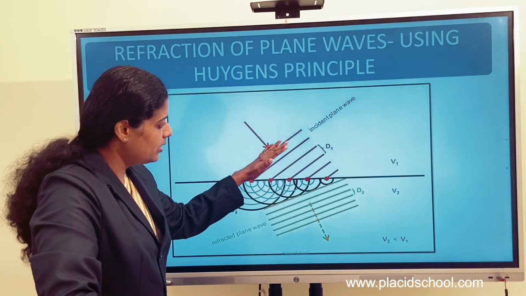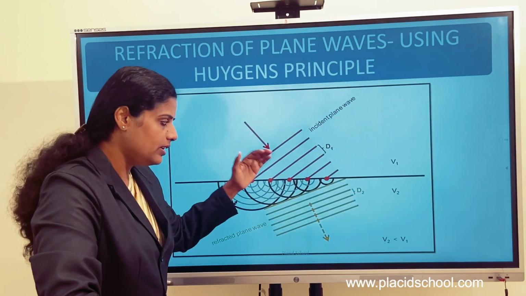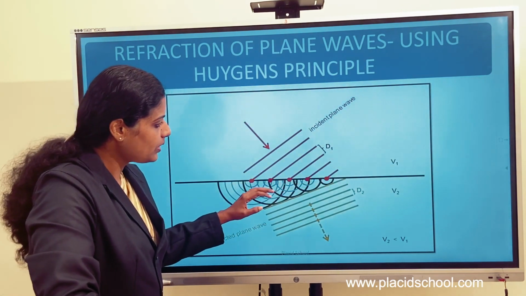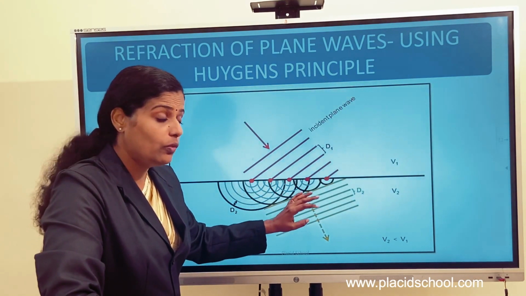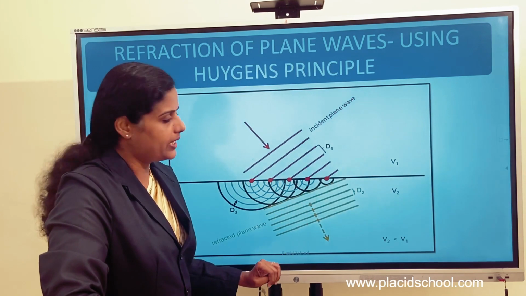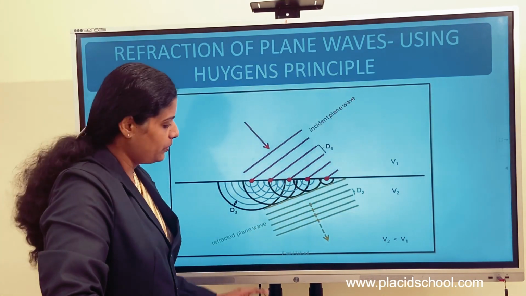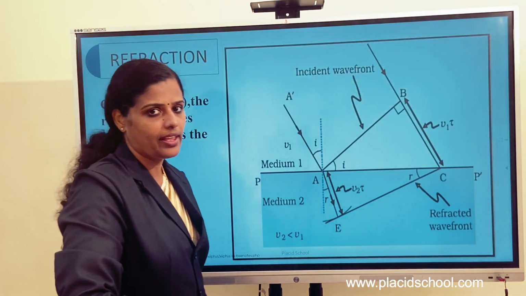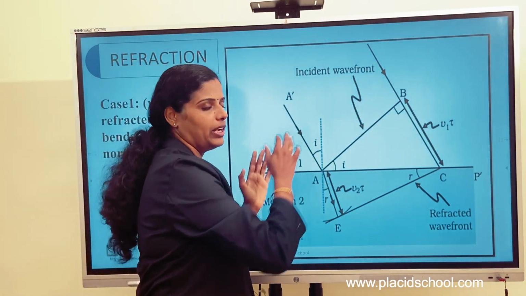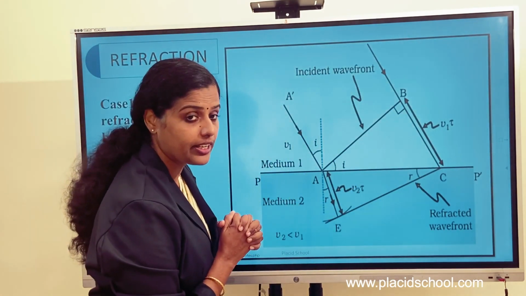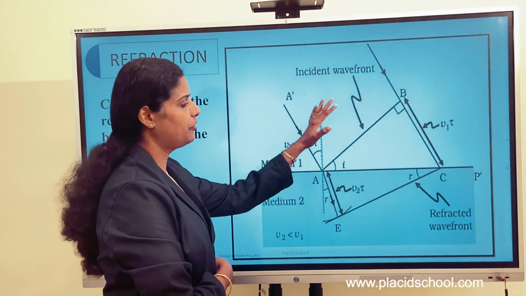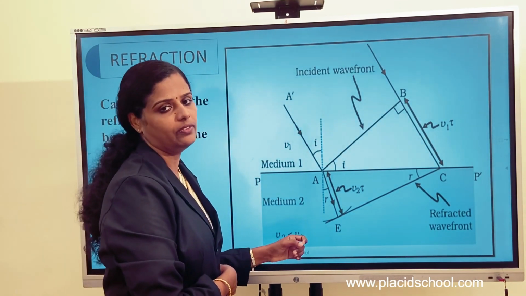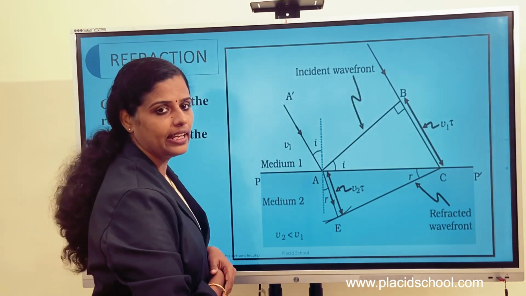So the plane waves incident on this refracting surface, as per Huygens' principle, produce secondary wavelets, and the wavelength and the velocity of light in this medium decrease, and the pattern is shown like this. We will discuss more about this. This is the case of a beam of light incident on a refracting surface, where V1 is the velocity in the rarer medium and V2 is the velocity in the denser medium, and V2 is less than V1. That means this is the denser medium and this is the rarer medium.